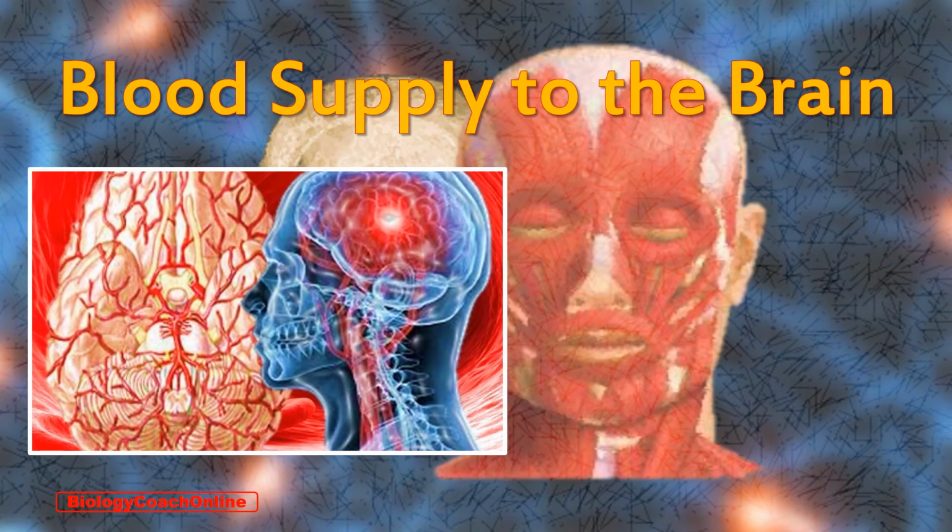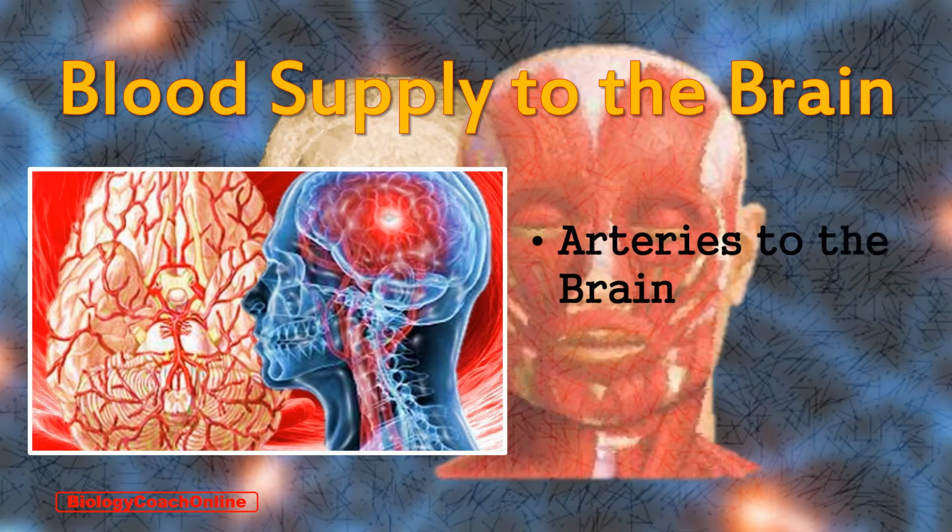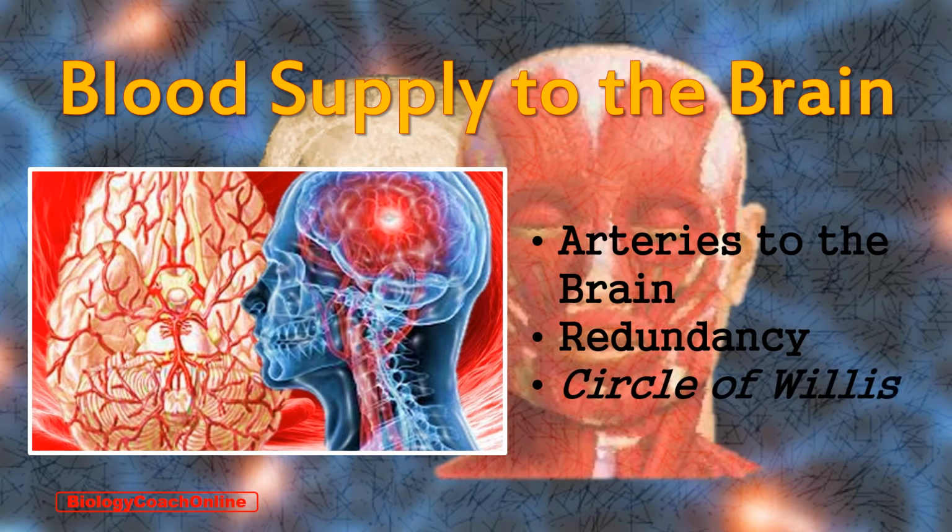Okay, welcome back. In this lecture, we will locate and identify the arteries that deliver oxygenated blood to the brain. Did you know that your brain's blood supply is redundant in order to minimize your chances of having a major circulatory crisis? We will discuss that redundancy in this lecture. And finally, we will identify the structures of the circle of Willis. So let's get started.